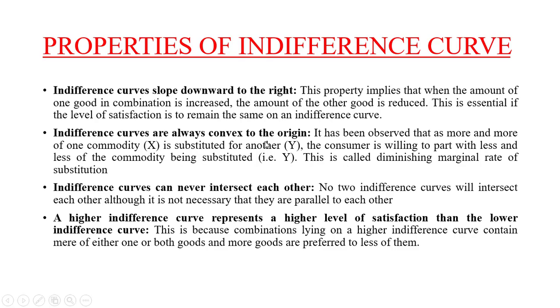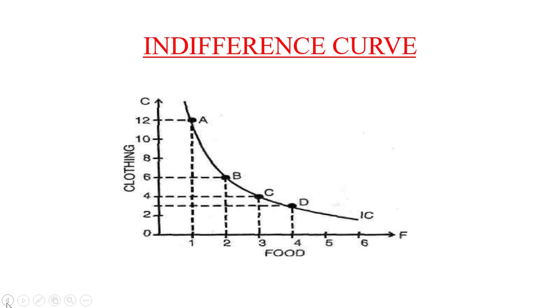Now, convex to the origin means, let me go back again to the diagram. When you see this kind of diagram, when it is going this way, it is convex to the origin. This is the origin. Whenever you make a graph, the x-axis is here, the y-axis is here, and here we always put 0, right? This is known as the origin.